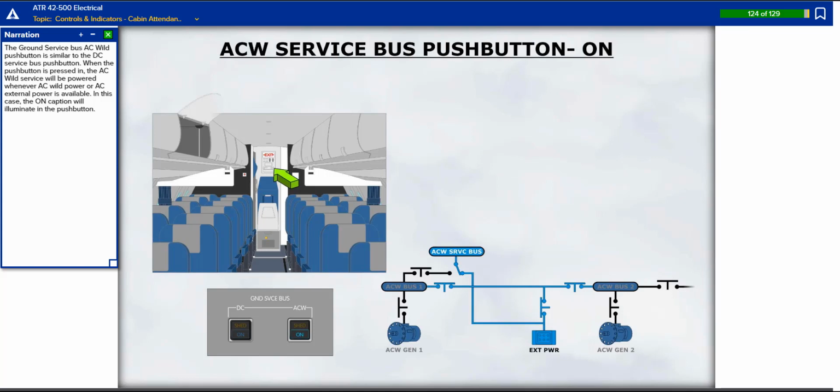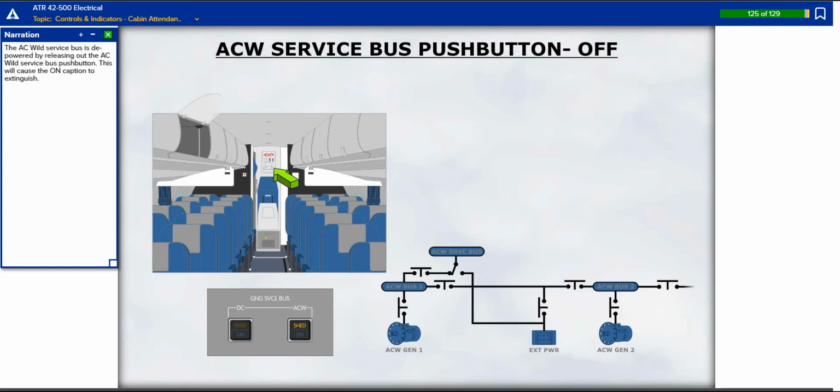The ground service bus AC Wild push button is similar to the DC service bus push button. When the push button is pressed in, the AC Wild service bus will be powered whenever AC Wild power or AC external power is available. In this case, the on caption will illuminate in the push button. The AC Wild service bus is depowered by releasing out the AC Wild service bus push button. This will cause the on caption to extinguish.